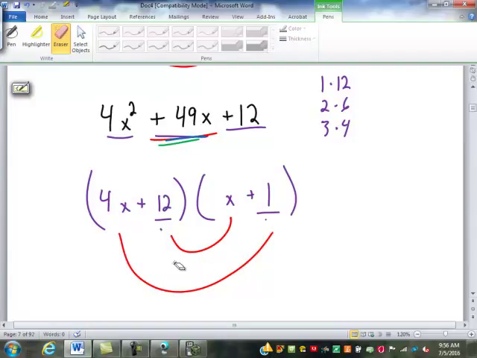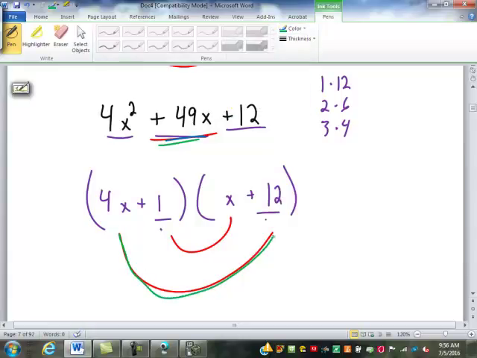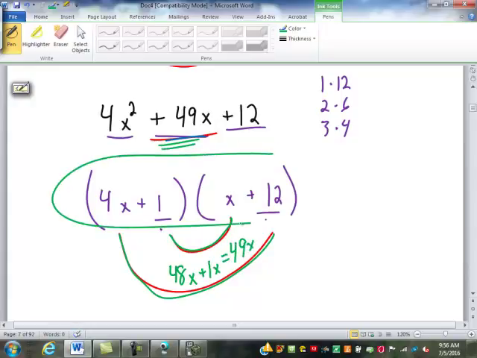But can we switch the 12 and 1 here and make a difference? Yeah, because these are different. The 4x and the x are different. If I switch the 12 and 1, it will change the result. So now I have 4x times 12 is 48x. 1 times x is 1x. That adds up to 49x. That is what we want. Sometimes this is just an exercise in exhausting the possibilities until you find one that works.